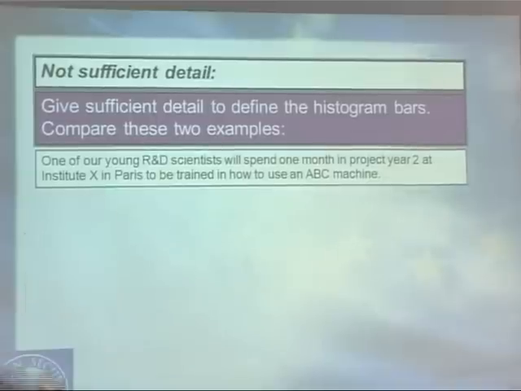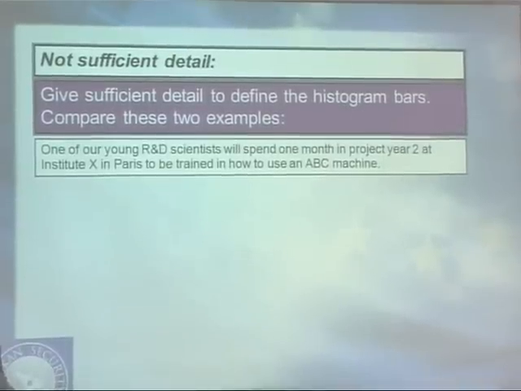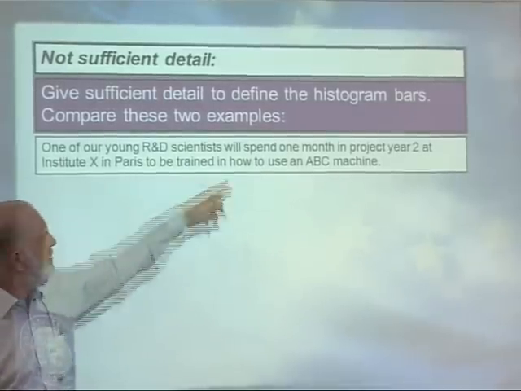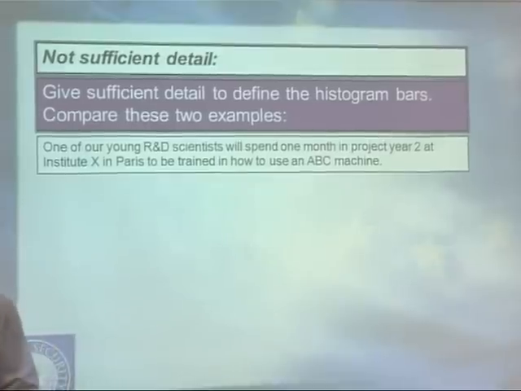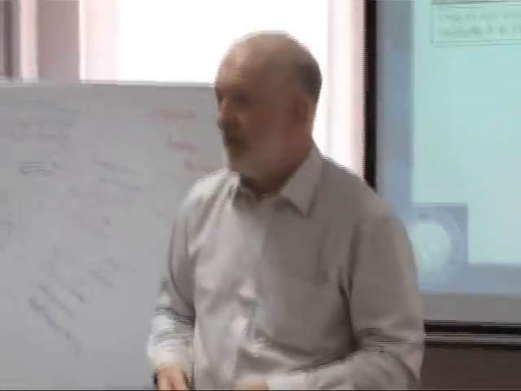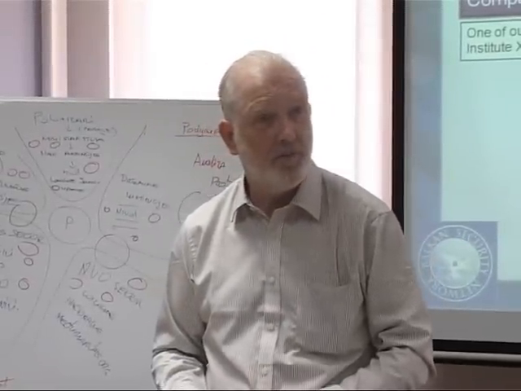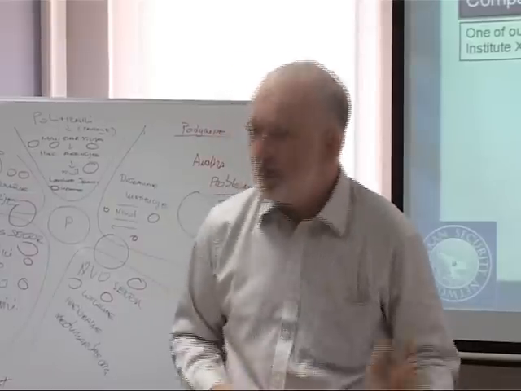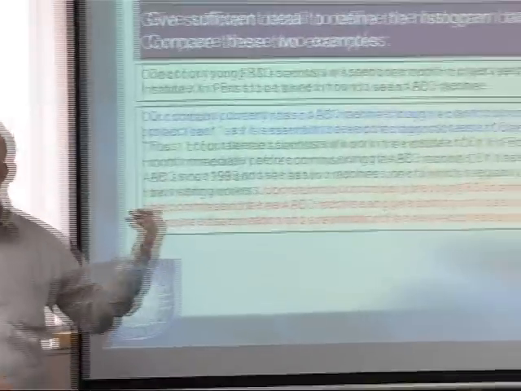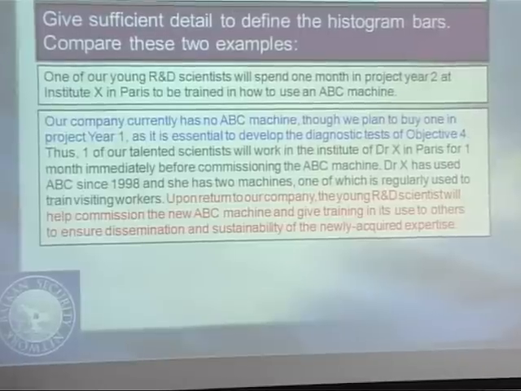Here's the first. One of our young R&D scientists will spend 1 month in project year 2 at Institute X in Paris to be trained in how to use an ABC machine. Now, you might think there's nothing wrong with that, is there? It's clear what is planned. Now compare that with the following text. It's a bit longer, but it provides different type of information.